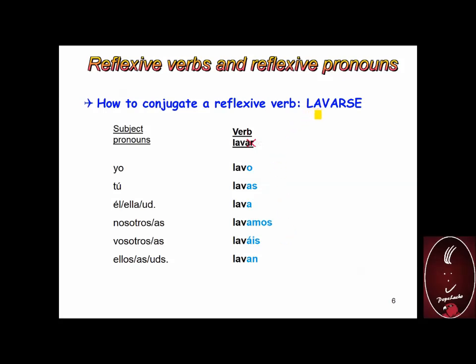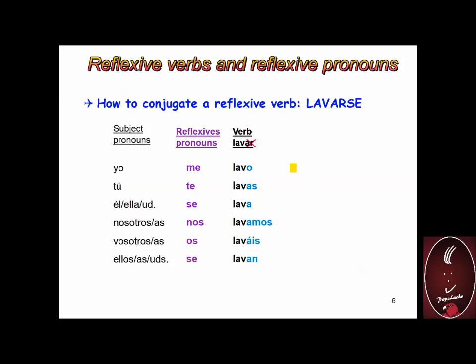Because this verb is a reflexive verb, we have to use reflexive pronouns to conjugate this verb. So the conjugation for this verb is yo me lavo, tú te lavas, él, ella, usted se lava, nosotros, nosotras nos lavamos, vosotros, vosotras os laváis, ellos, ellas, ustedes se lavan.